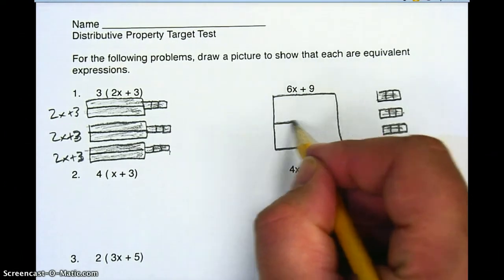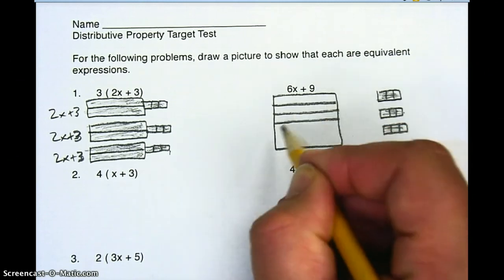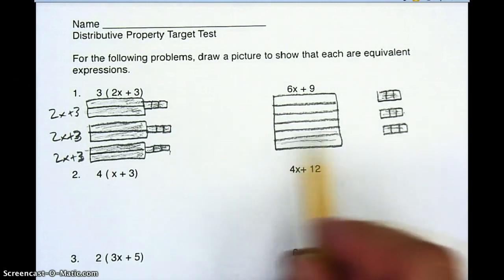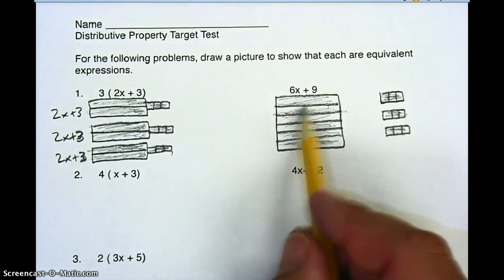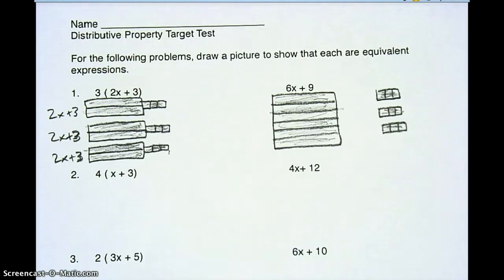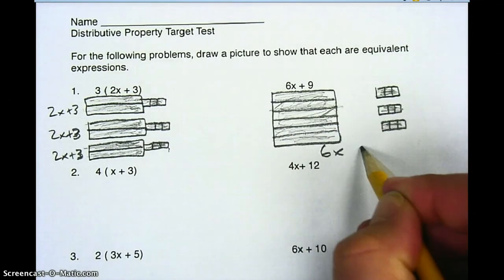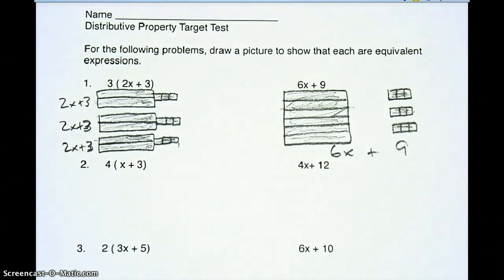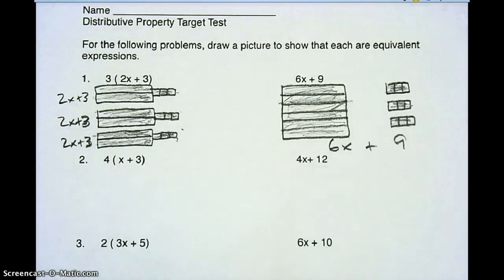So if I draw my x's all out, there's 3, 4, 5, 6. So I just shade them to show that they're positive, not negative. So I just kind of shade them like that. And there is 6x plus 9. So I showed that 3 2x plus 3's is equal to 6x plus 9.